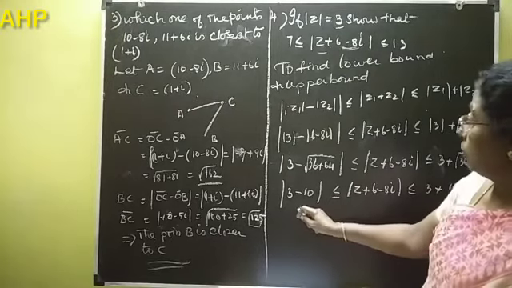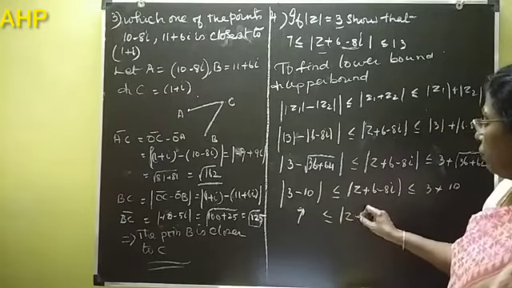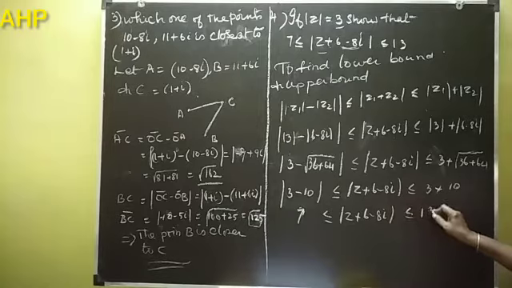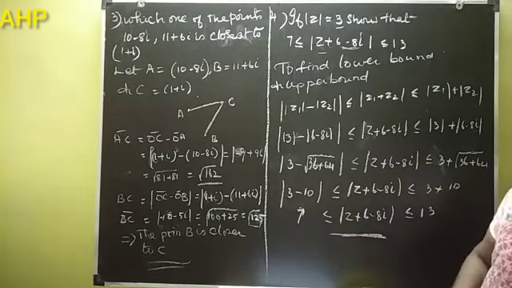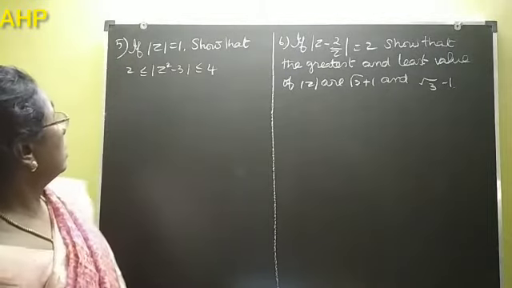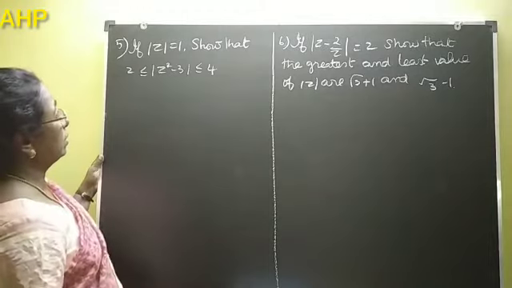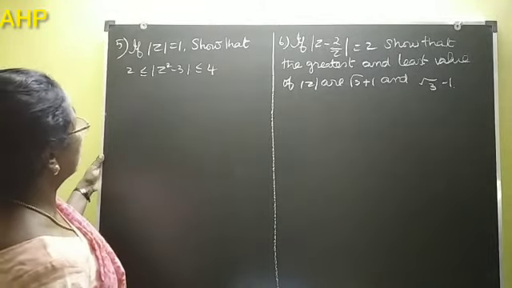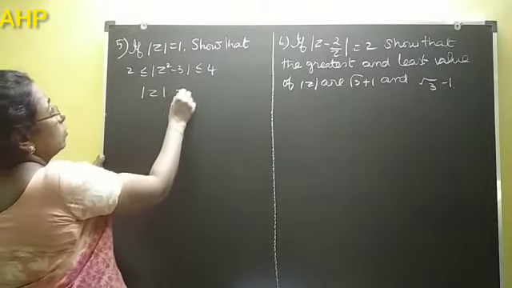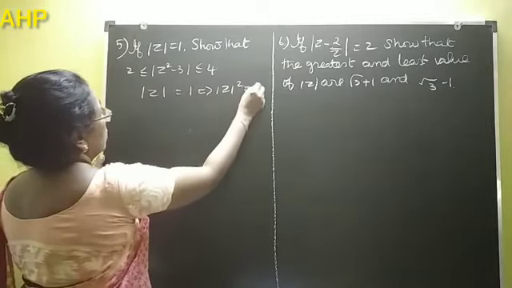So this is equal to 7 less than or equal to modulus of Z plus 6 minus 8i, less than or equal to 13. Next: if modulus Z is equal to 1, show that 2 is less than or equal to modulus of Z square minus 3, which is less than or equal to 4. So modulus Z equal to 1 implies modulus Z square is also equal to 1.